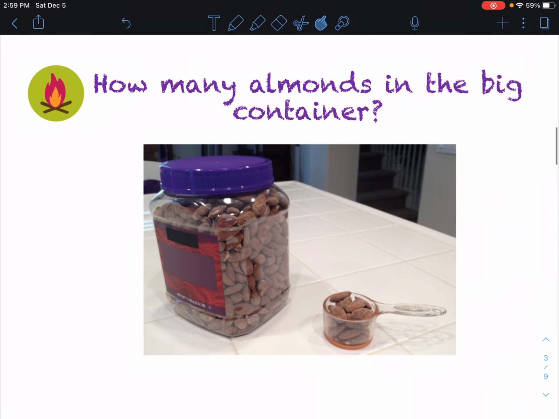Before we get going, how many almonds are in the big container here?